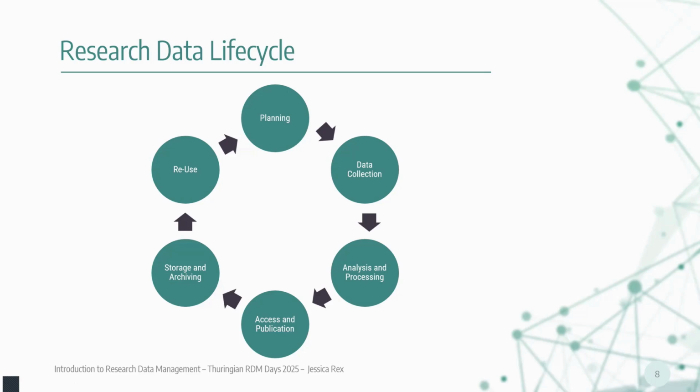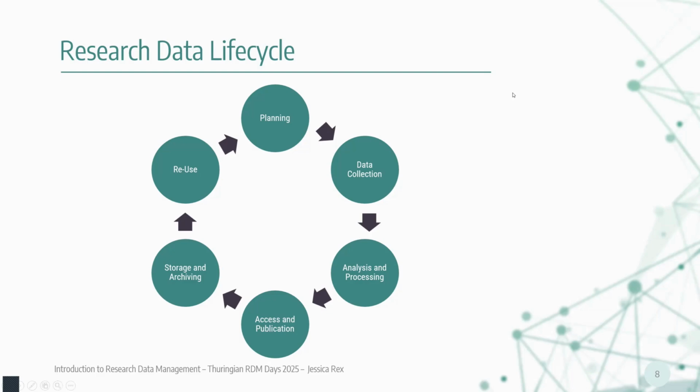So, there are different visualizations of what the research data lifecycle could look like. I generally go with this six-stage one, which goes from planning your project and your data generation or collection, to the actual data collection, analysis and processing, access to the data and publication of the data, storage and archiving, and then hopefully the reuse of the data that will then maybe lead to new research, new projects, and then the whole cycle begins again with the planning stage.